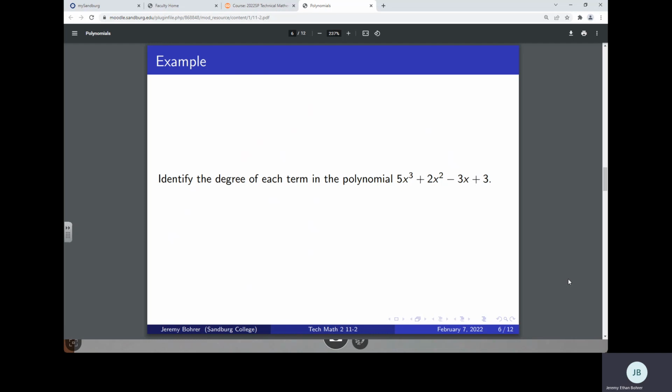On page 6, we're asked to identify the degree of each term in this polynomial, 5x cubed plus 2x squared minus 3x plus 3. The first term, 5x cubed, is a third degree term. It's all based on the exponent. The second term, 2x squared, is a second degree term. The third term, negative 3x, is a first degree term. And the fourth term is a constant, which we might consider a 0 degree term.